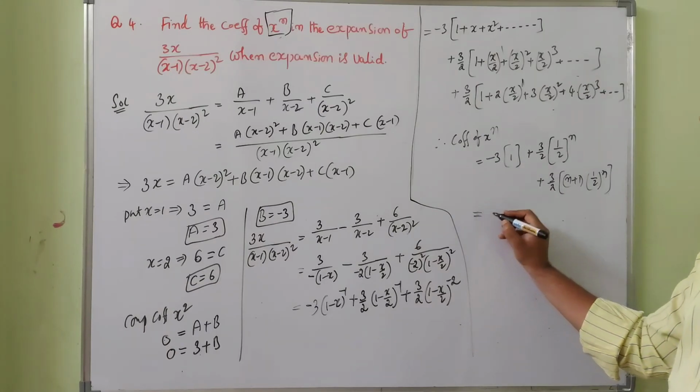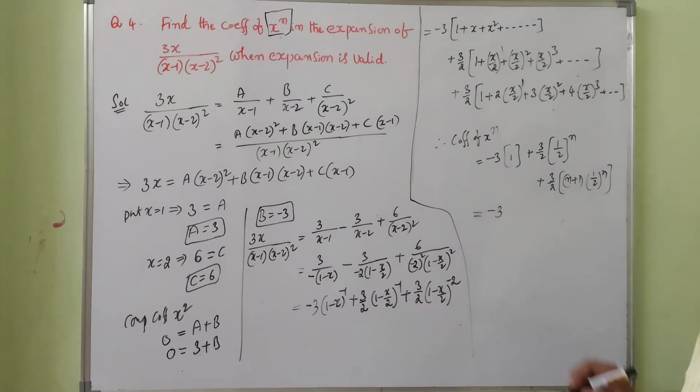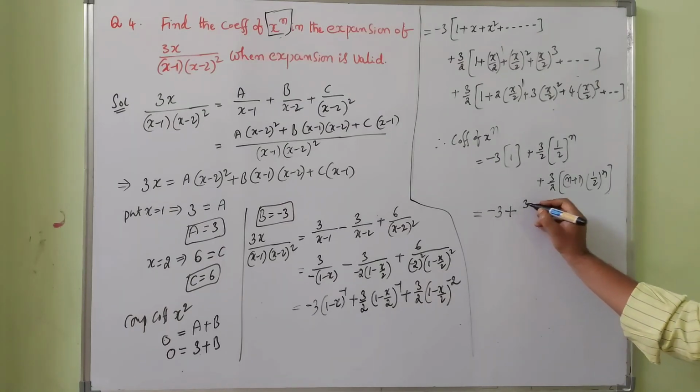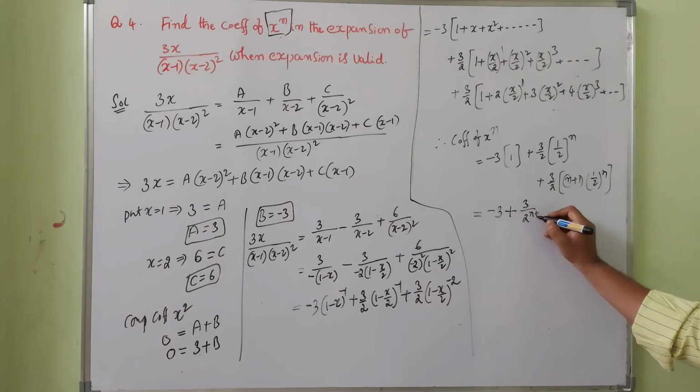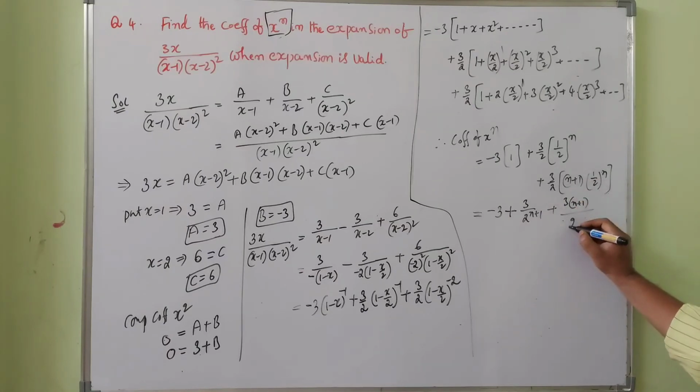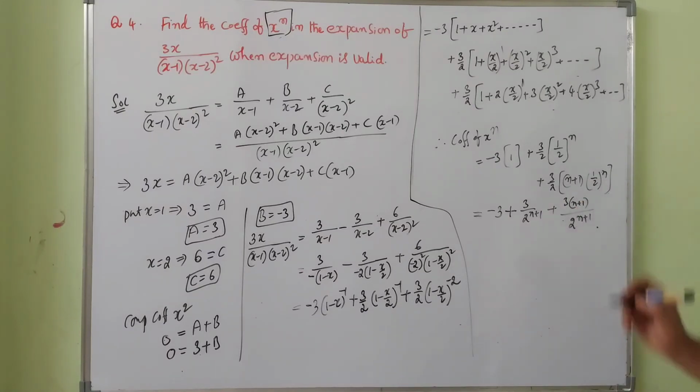Now answer is written by simplification, minus 3 plus 3 by 2 power n plus 1. Simplify this, plus 3 into n plus 1 by multiply denominators, will get 2 power n plus 1. This is the coefficient of x.